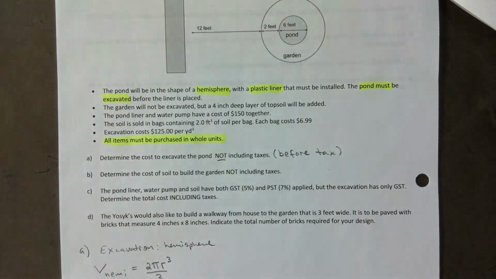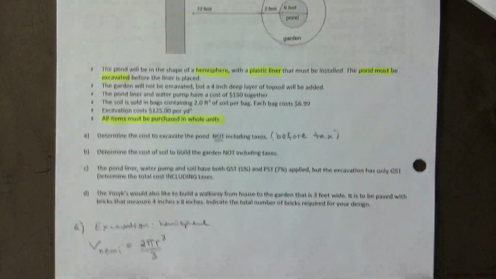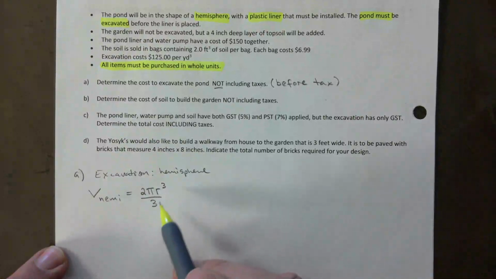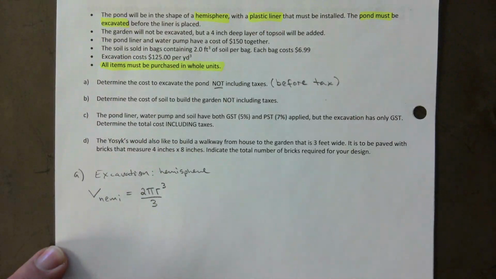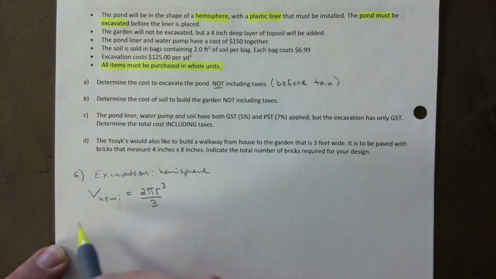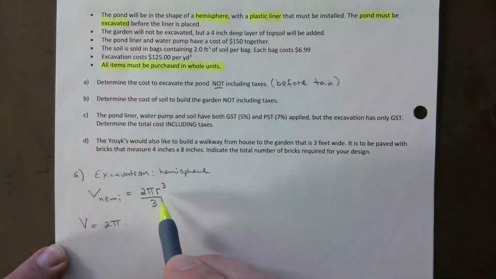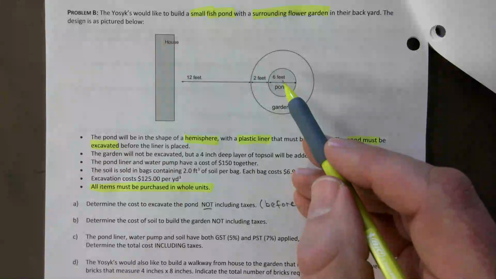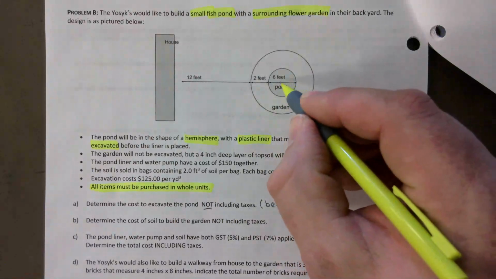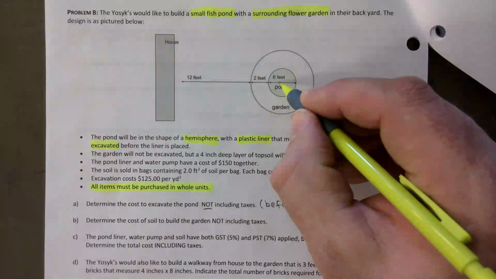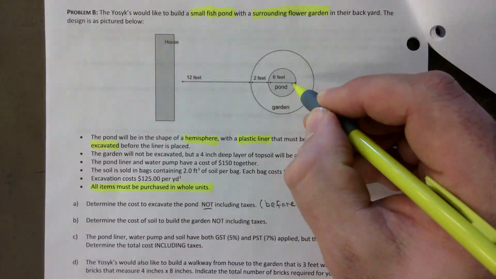This is for me, my note. Don't forget to divide by 3. I'm telling myself that because I'm notorious for forgetting this as well, and I see that a lot in students, so make sure you don't forget about it. So let's figure out how much we need to excavate. 2 pi, what is my radius? It is 3, right? So I'm just going to say the radius in here, is that going to be too busy? It's going to be too busy.